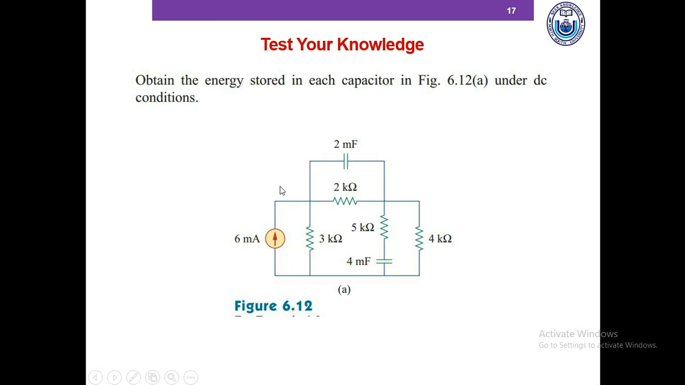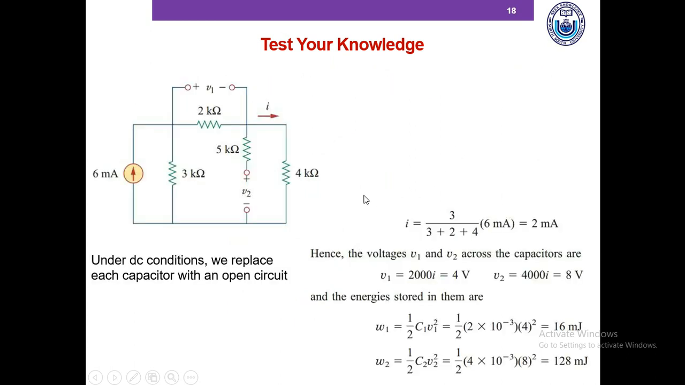So it's a DC circuit, and for a DC circuit we can replace the capacitors with open circuits, and then we have this reduced circuit, and then we can apply just Ohm's law or voltage divider, current divider, to determine the required voltages and currents. And lastly, we apply energy equals CV squared by 2 to determine the energies of the two capacitors.